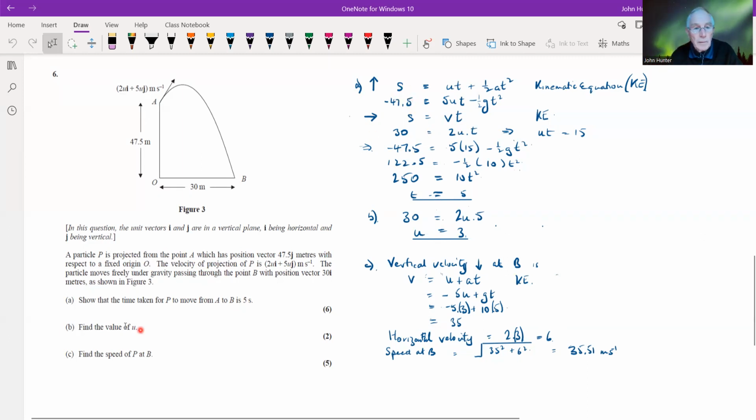Yeah, so the time taken is pretty well always determined by the vertical travel, as it is here. So S equals ut plus half at squared. The displacement was going to be negative, isn't it? Because it's going downwards. The net effect is going downwards. Our frame of reference is upwards. Minus 47.5 equals 5ut.